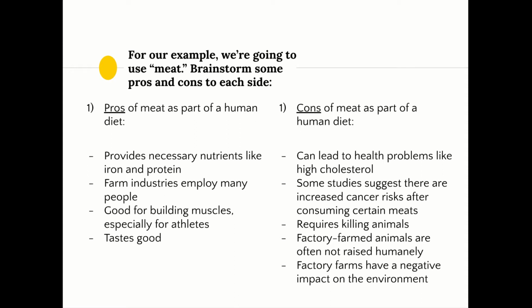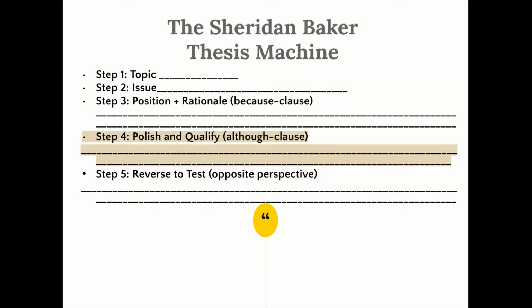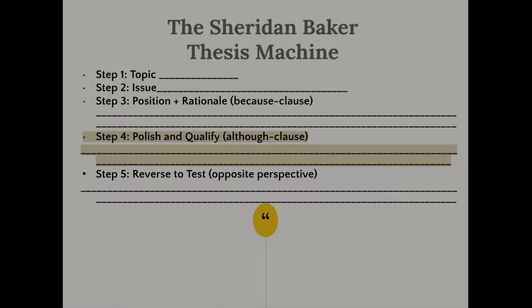So you'll see us discuss meat as we fill in the next steps. So what the Sheridan Baker Thesis Machine looks like is 5 steps. We're going to go through them one by one.